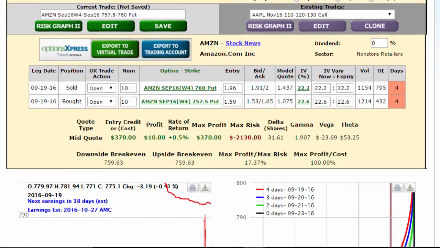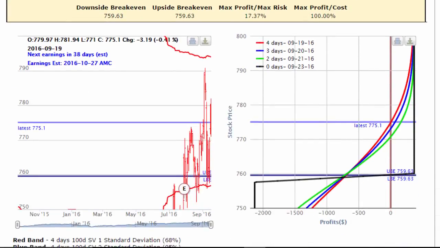But if we follow our rules, where would we receive a 50% loss of this credit? If we take this credit, we need to work out where we would have a potential loss of $185. Well, if we go down, where we're going to lose roughly that $185, it's going to be somewhere around, looks like around about 765. So around about that 765.